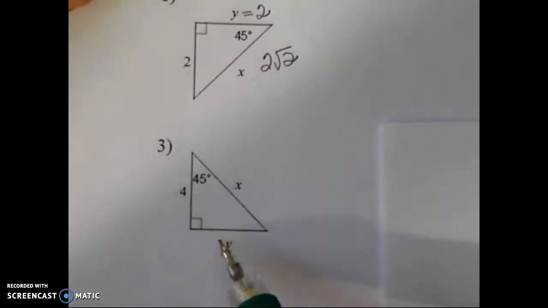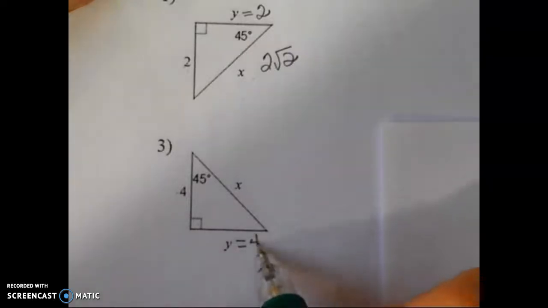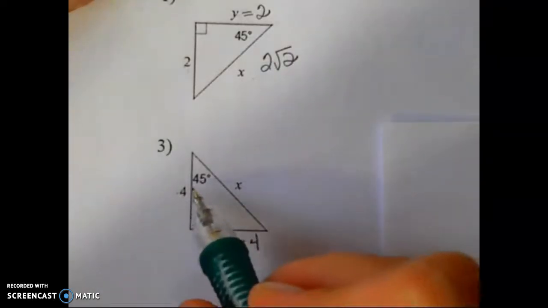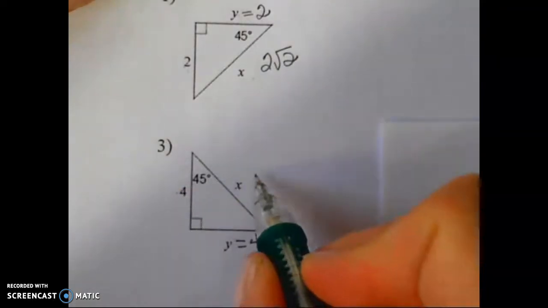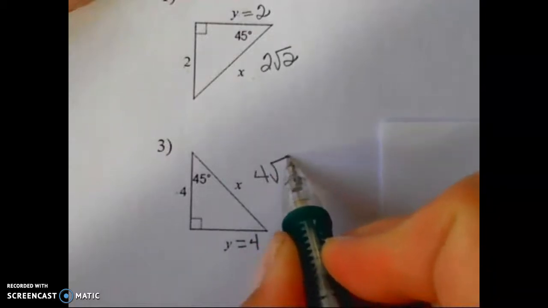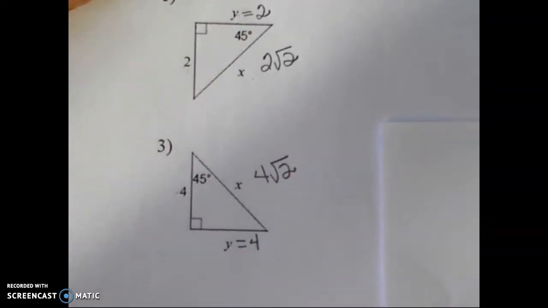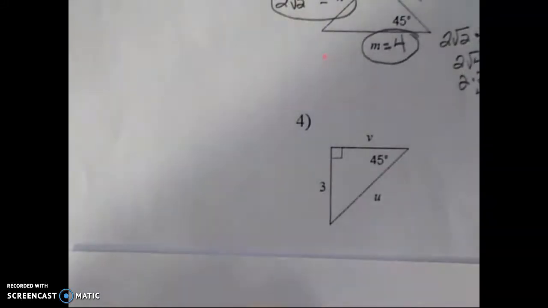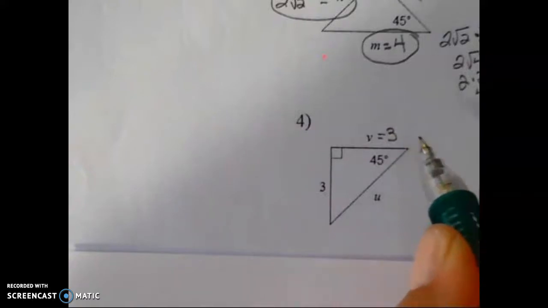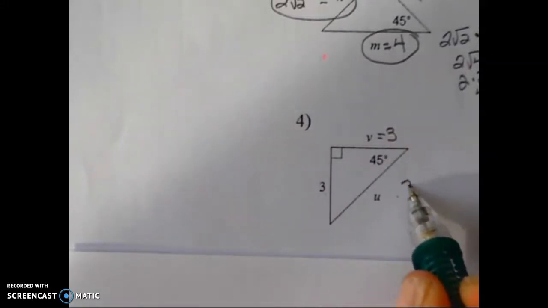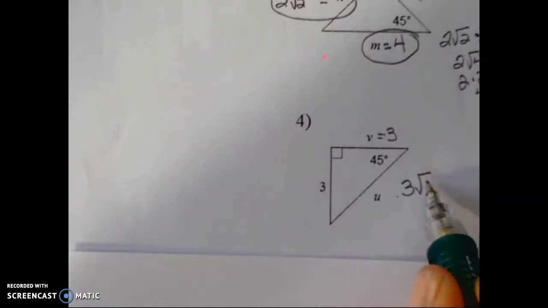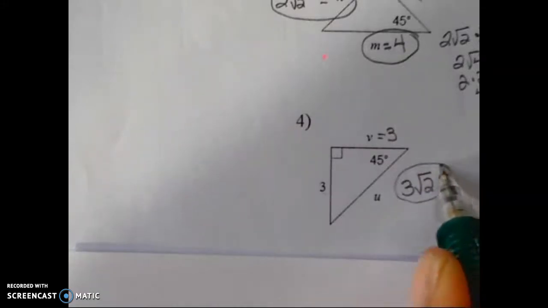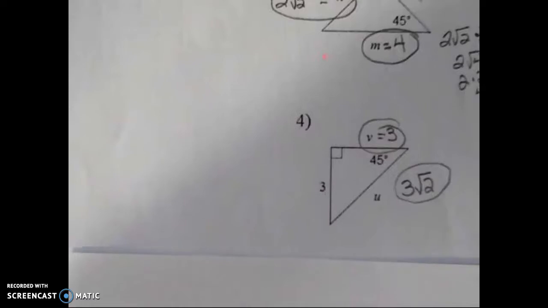Number 3, the legs are the same. Leg to hypotenuse, you take what you're given and multiply it by the root of 2. And number 4. The leg is 3. That makes the other leg 3. To go from the leg to the hypotenuse, you take the leg and multiply by the root of 2. Could it be this easy? Well, yes, it can.